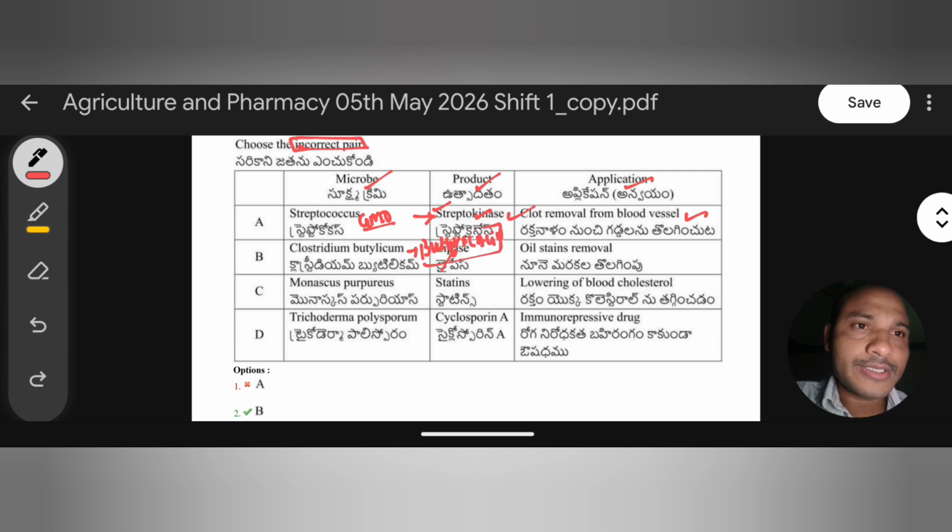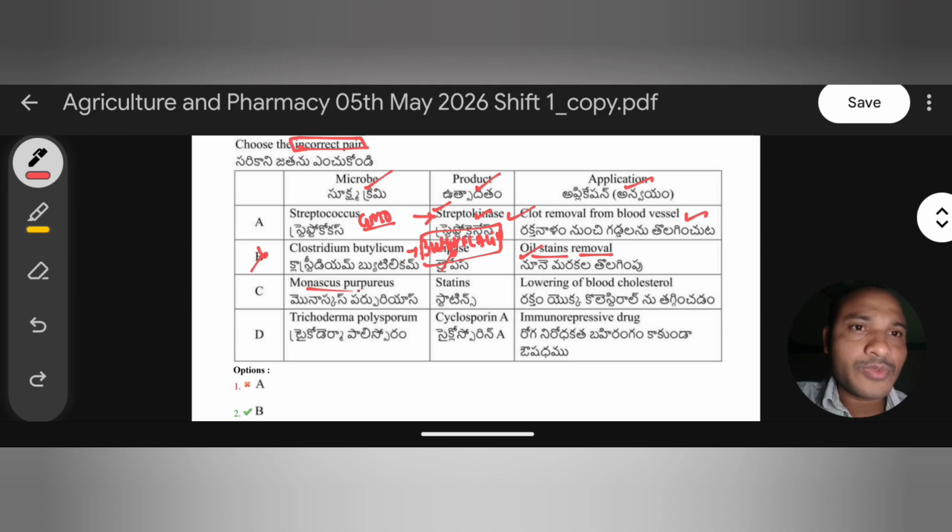But the function stated is the same: lipase's function is oil stain removal, to remove oil. But here the product of Clostridium butylicum is not lipase, it is butyric acid. So this statement is wrong.